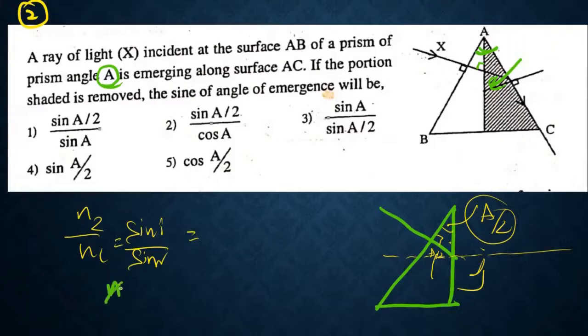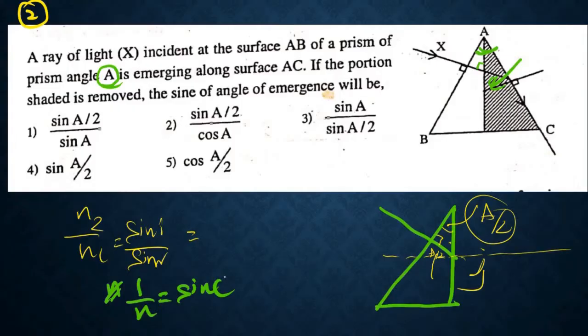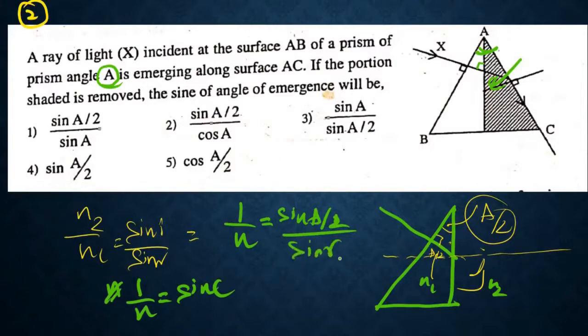So same equation, 1 over N equals sine C. I hope you remember the calculations we did previously. Same calculation, so N equals 1 over sine C, right? So then we have the value N, right? Let's see, again I'm applying for this. This is N1 and this is N2 in this example. So N2 is 1, right? So it's 1 over N equals sine I, which is sine A over 2, divided by sine R. That's what we need to find.